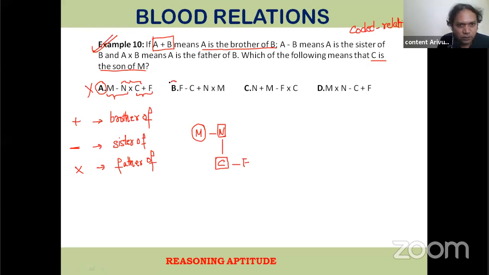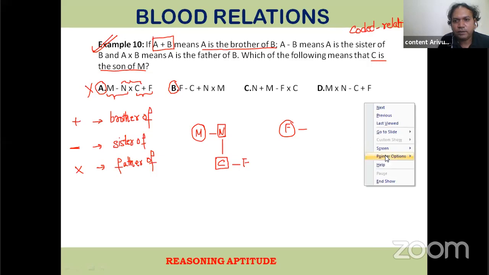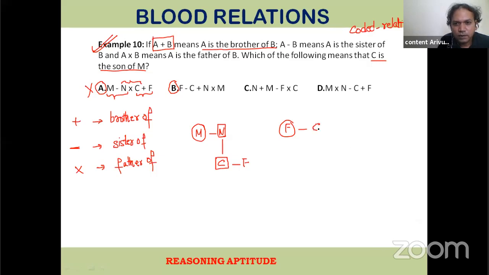Look at answer option B now. F dash C. F is sister of C. And C is brother of N. And N is father of M. You see, M is in a generation below C. How can this be the answer, right? Obviously not. In this case, actually C is the uncle of M. So B can't be the answer.